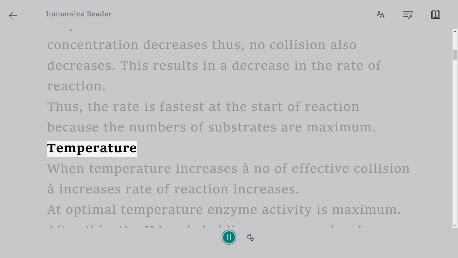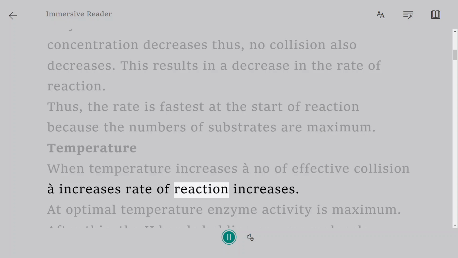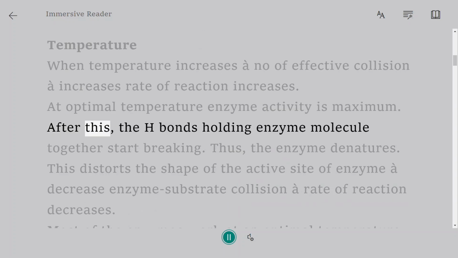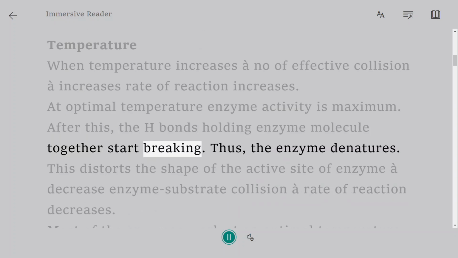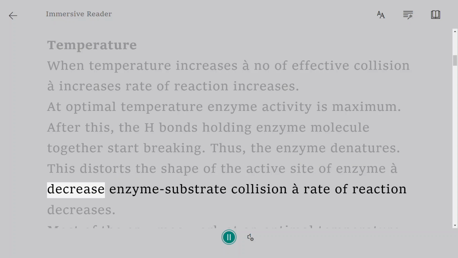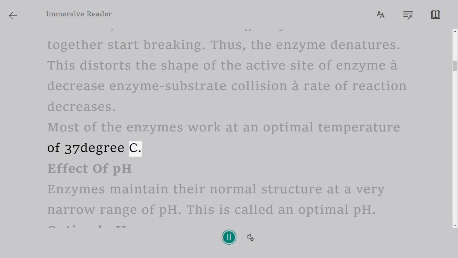Temperature. When temperature increases, the number of effective collisions increases, so the rate of reaction increases. At optimal temperature, enzyme activity is maximum. After this, the H bonds holding the enzyme molecule together start breaking. Thus, the enzyme denatures. This distorts the shape of the active site of the enzyme. Enzyme-substrate collision decreases, and the rate of reaction decreases. Most enzymes work at an optimal temperature of 37 degrees C.